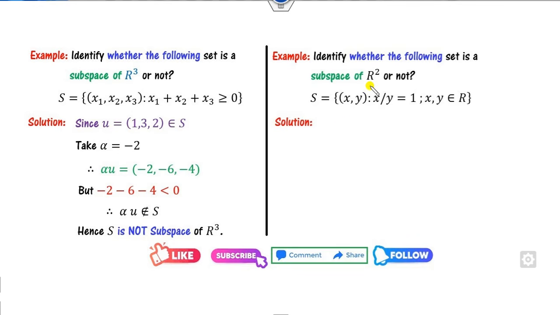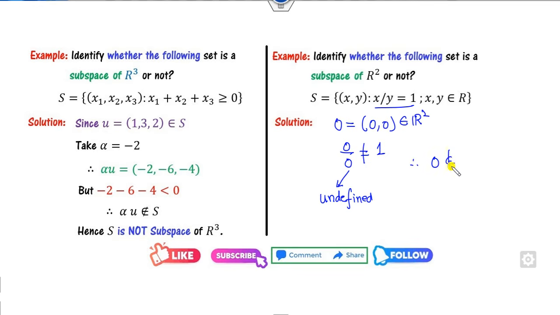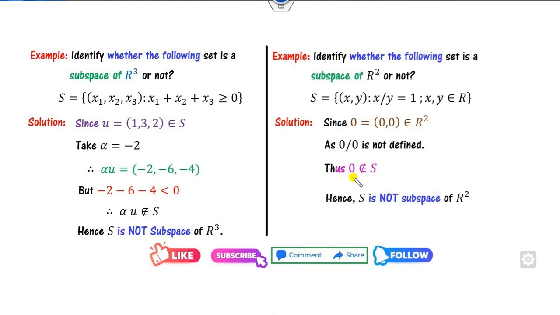Look at this one. Always satisfy the 0 property first. 0 is a part of R square. Now does it satisfy? 0 over 0 is equal to 1. Not possible. Why? Because 0 over 0 is undefined. So if this does not satisfy, it means 0 is not a part of S. So once 0 is not a part of S, it means one property is not satisfied, it is not a subspace.